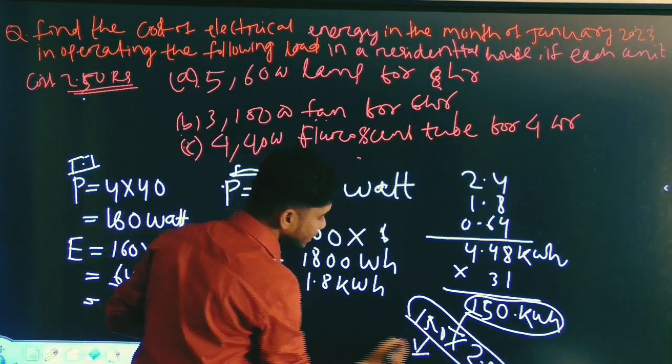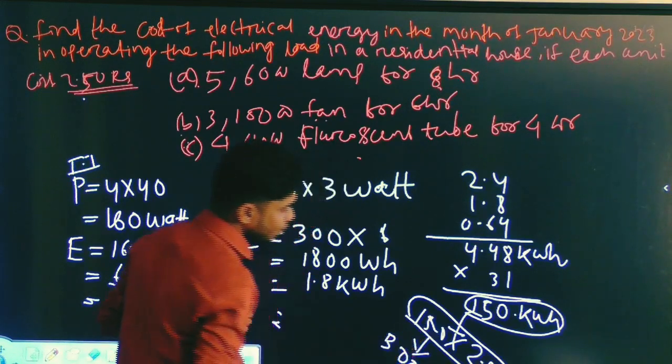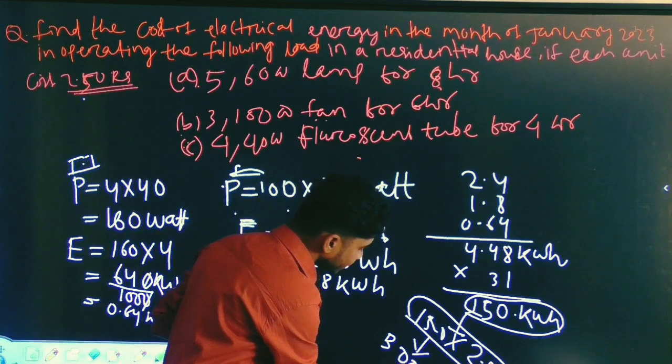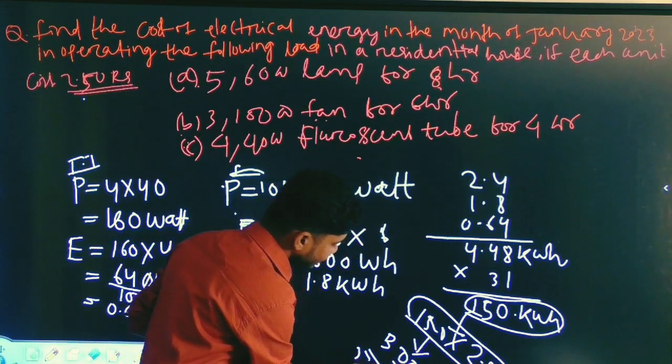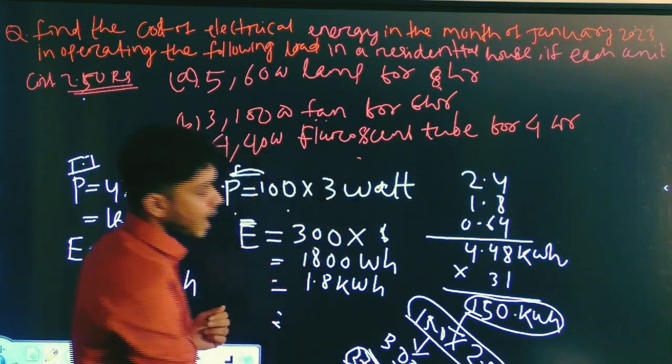What is the total payment you have to do? So 150 into 2 is basically 300, and 0.50 into 150 is basically 75. So the total payment you have to do is 375 rupees. 375 rupees you have to pay at the end of the month.